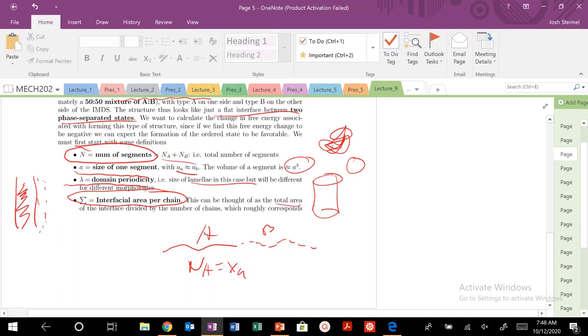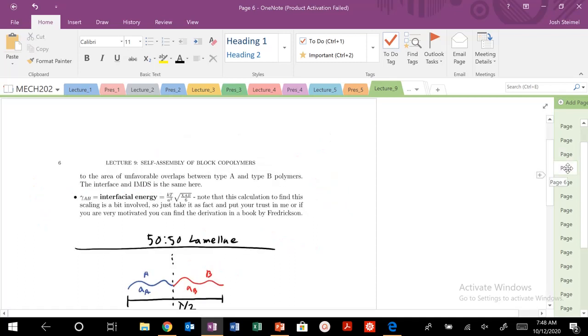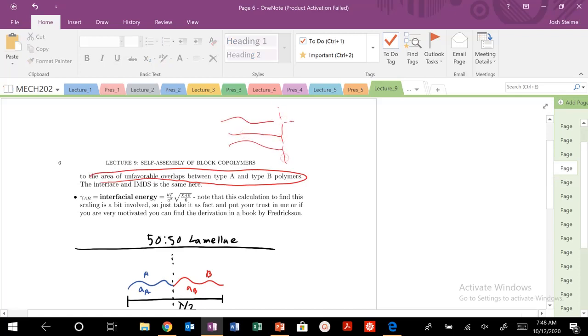So the total area of the interface divided by the number of chains. So essentially what we're thinking about here, this interfacial area per chain, is very similar to basically the area of overlaps between A and B. So when that interface, that interfacial area, is sigma, it's basically that area of those overlaps. So again, that's going to change depending on how elongated these chains are, how free they are, and then depending on, again, how unfavorable this chi AB is. So how large is this?